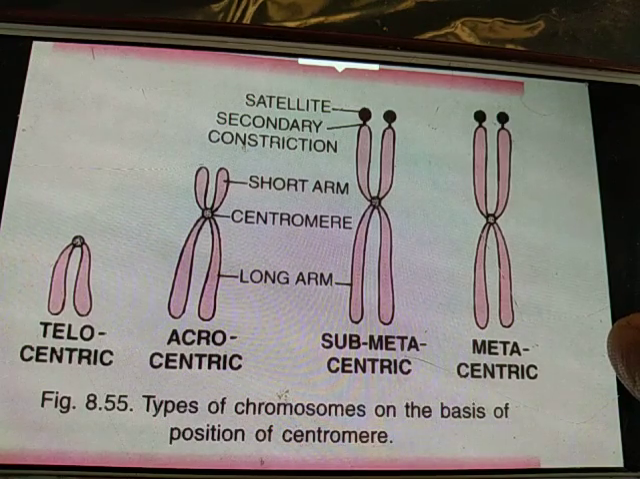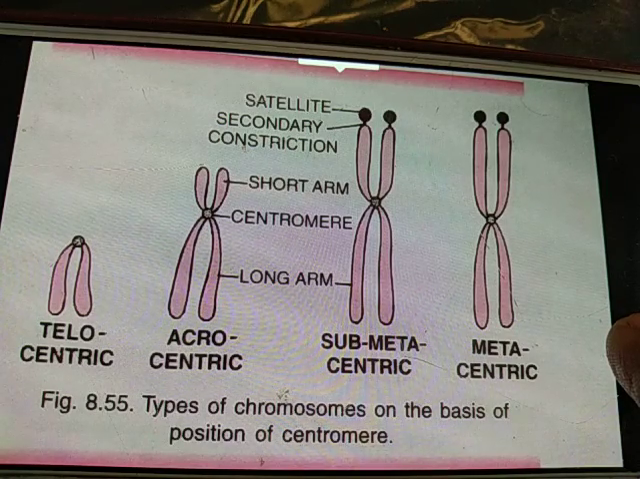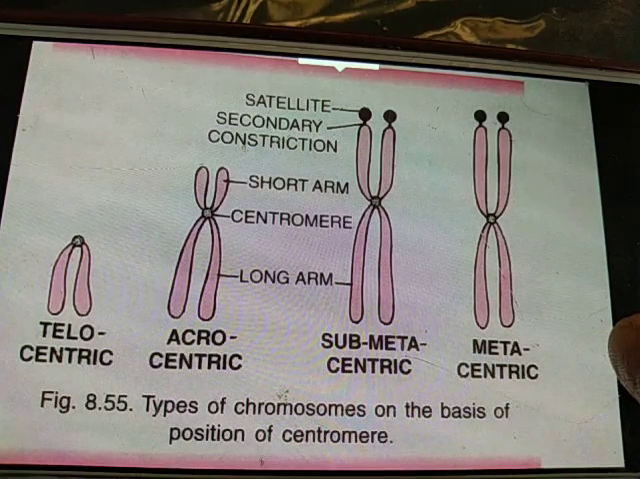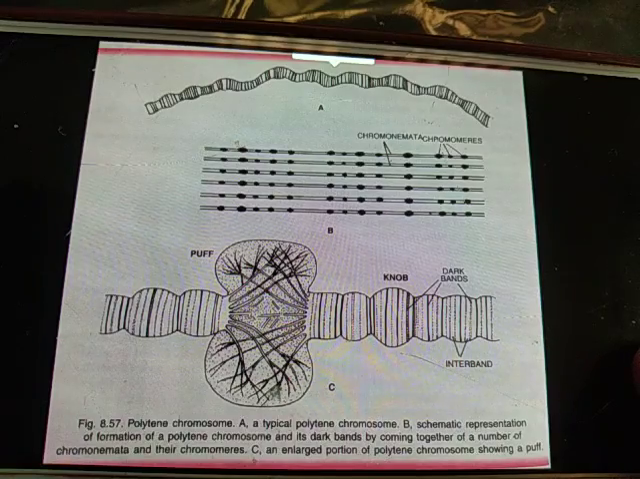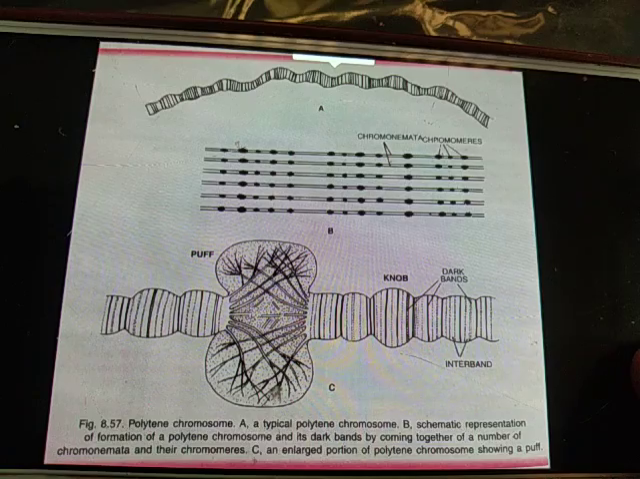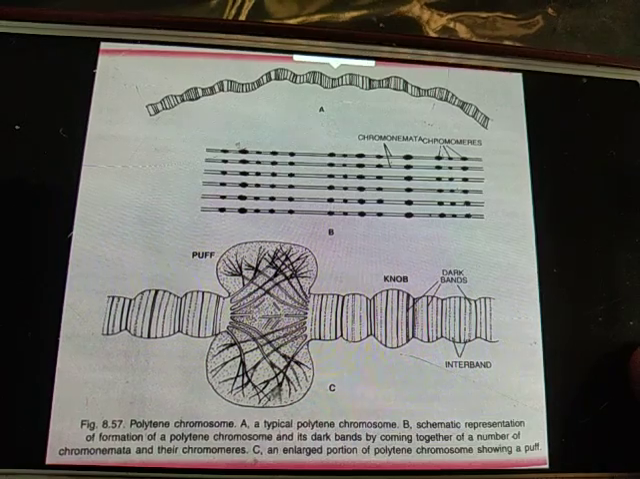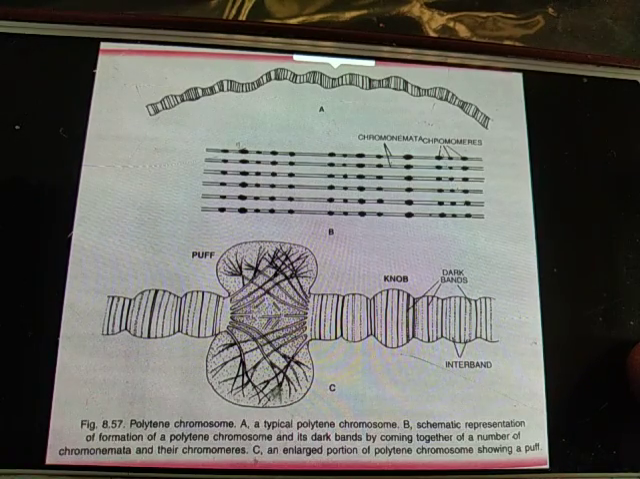Now next we have the giant chromosomes. There are two types, that is polytene and lampbrush chromosomes. Now polytene chromosomes, poly means many, tene means thread. Okay, so it was given by Kollar in 1882. Polytene chromosomes were first reported by E.G. Balbiani, okay, Balbiani in 1881.